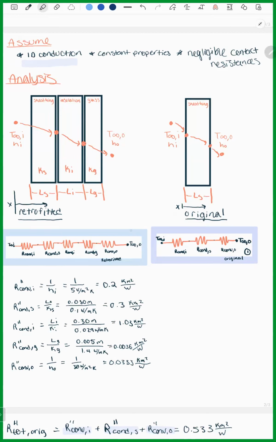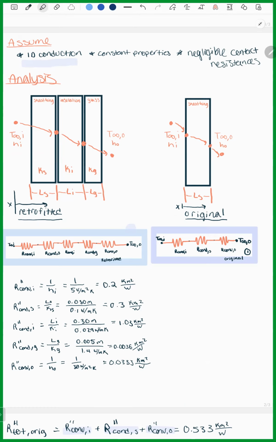As you can see down here, I already have the different resistors drawn out. The diagram on the left matches the retrofitted wall, and the diagram on the right matches the original wall. For the retrofitted wall, we have two convective resistors and three conductive resistors that align with the sheathing, the insulation, and the glass. And then on the right, we have two convective resistors and one conductive resistor, which is just for the sheathing.